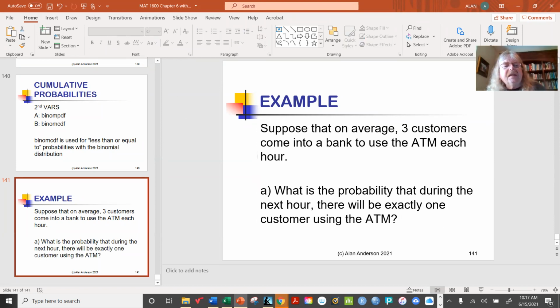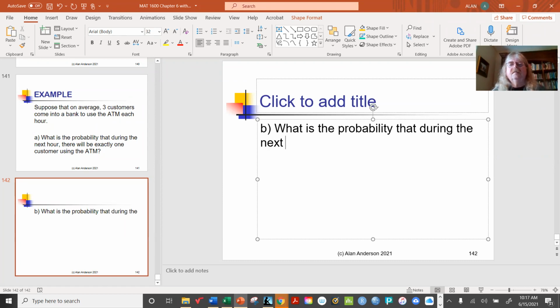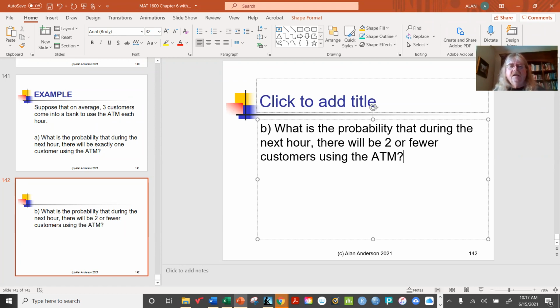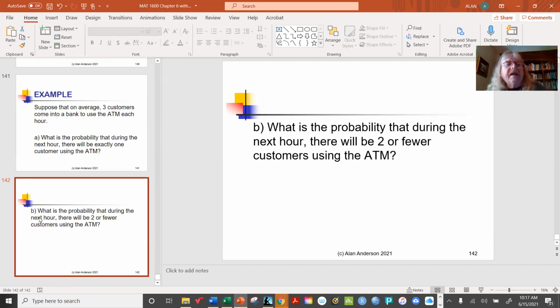And then number B, this is the interesting one. What is the probability that during the next hour, there will be 2 or fewer customers using the ATM? Now, that's a very different one. Okay, so we'll start with A.